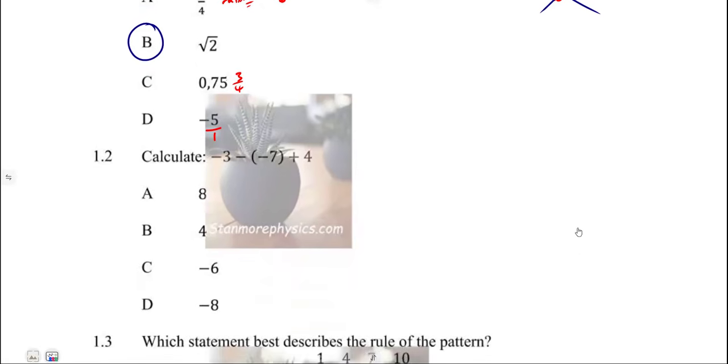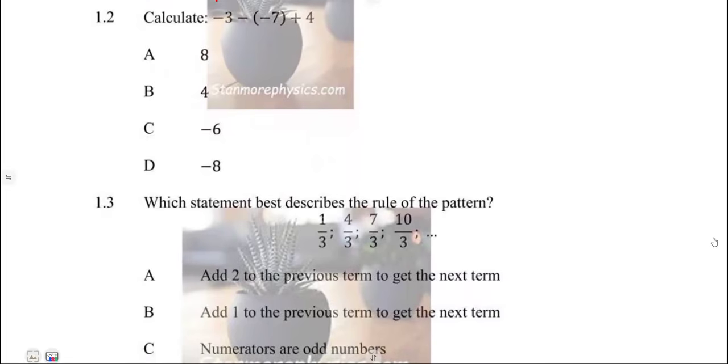All right, let us move on to 1.2. Calculate this. We are given a negative and a negative here, so that was going to give you a positive. So you've got minus 3 plus 7 plus 4. If you consider addition, as it is easier for you to add, you can simply add those two, 7 and 4.